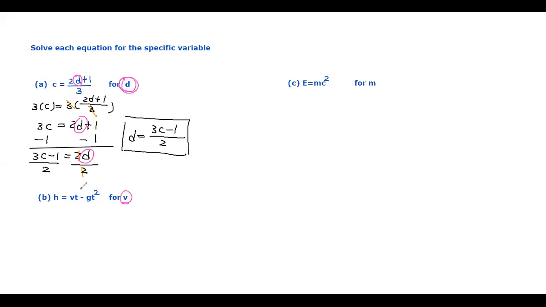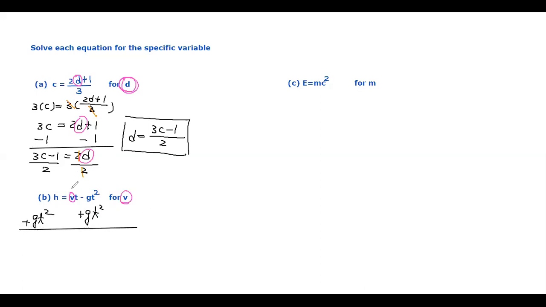So let's highlight V. Where is V? So here is V, right? That means I want to put everything that is not V on a different side. So I have this minus GT squared, so I need to add GT squared. So for this side, I need to add GT squared. So far so good, right? So that's what we say here.